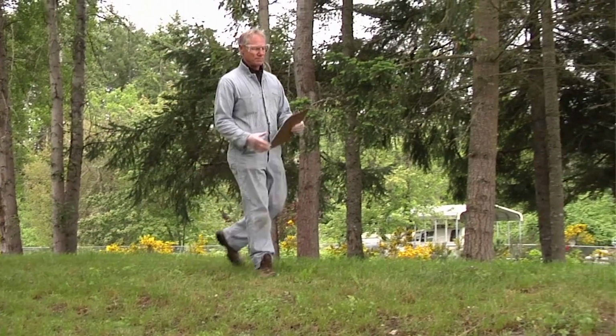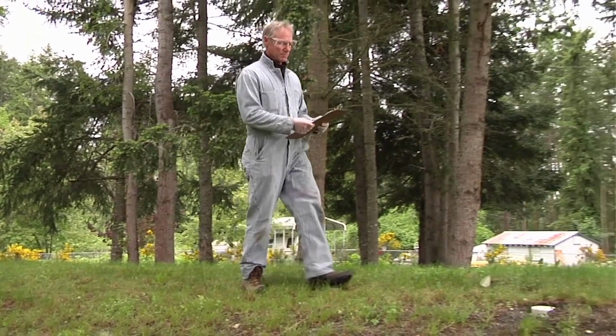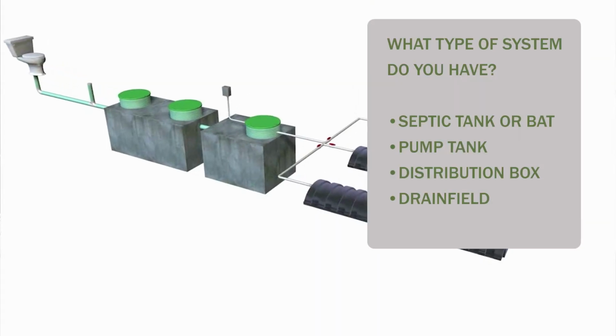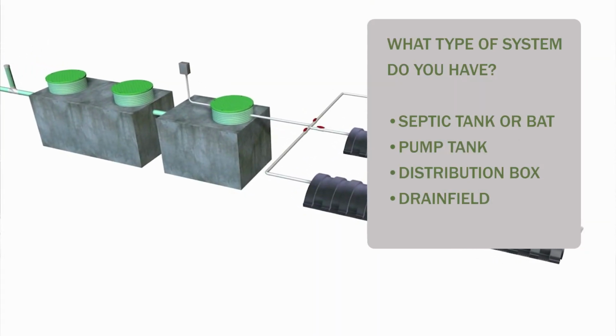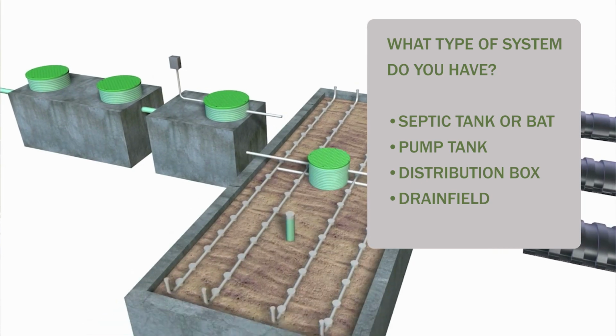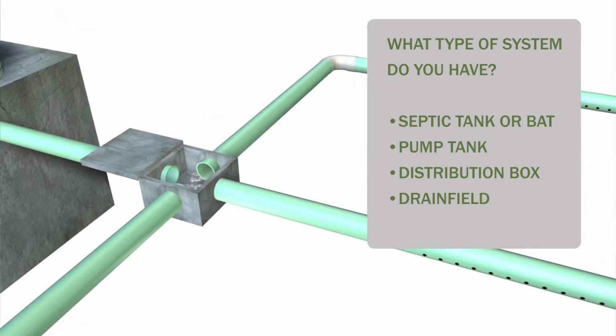If you need to have your system located, make sure you also know the location of all utilities. Depending on the type of system you have, you'll want to know the location of your septic tank or BAT, pump tank, distribution box, and drain field or distribution network.